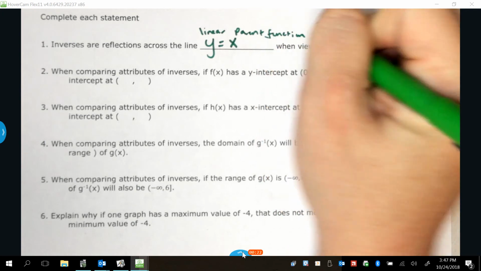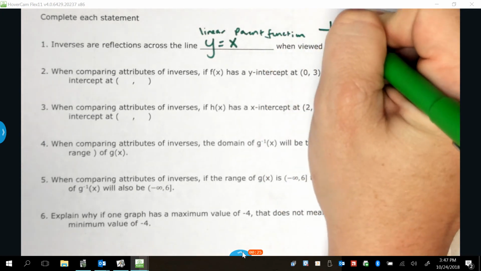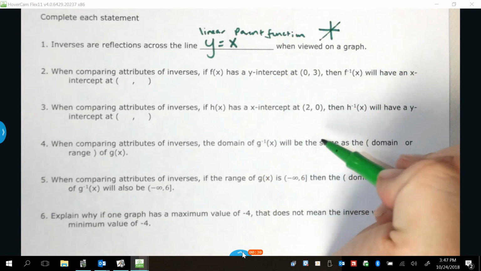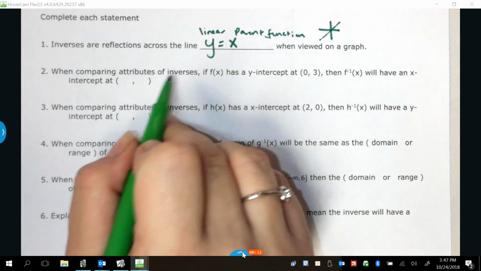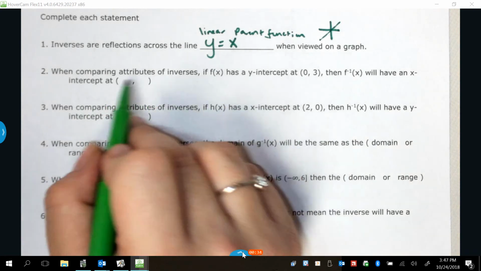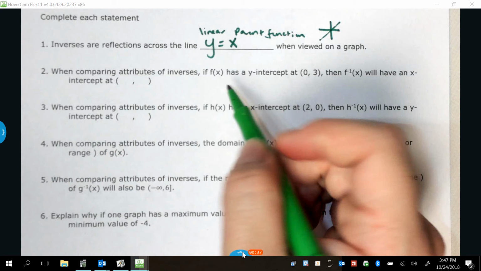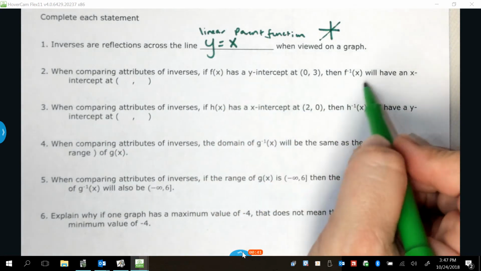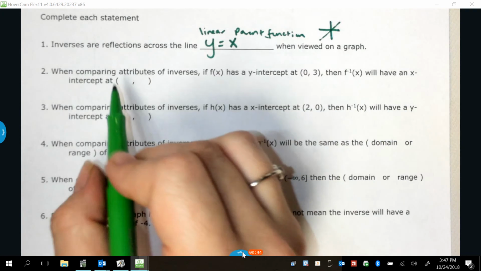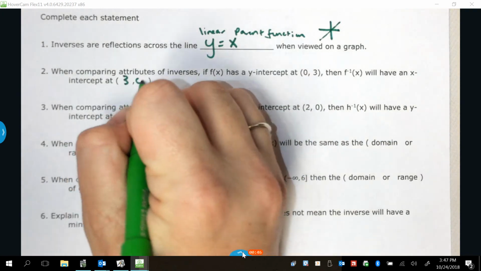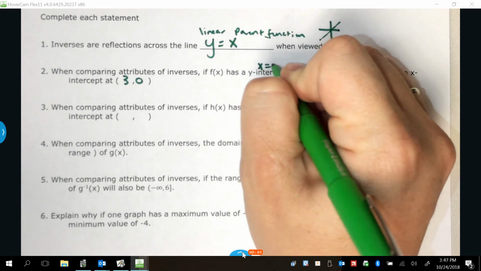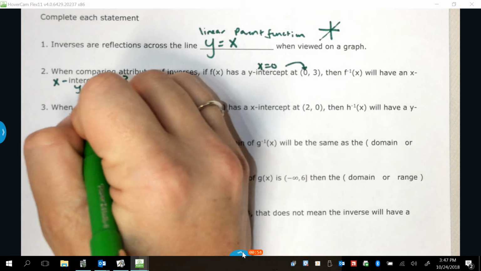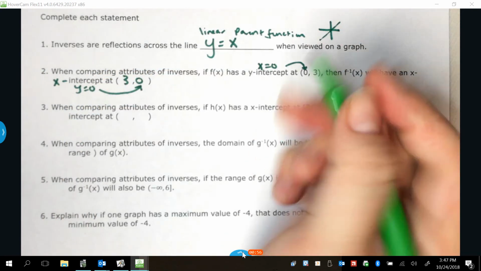So remember, when that's graphed, that's this line. Okay, diagonal. They're all reflections over the diagonal, y equals x. When comparing attributes of inverses, remember that means opposites. If f of x, the original, has a y-intercept of 0, 3, then the inverse has an x-intercept at 3, 0. Remember, y-intercepts are where x equals 0, and x-intercepts are where y equals 0. So they kind of have to flip-flop.